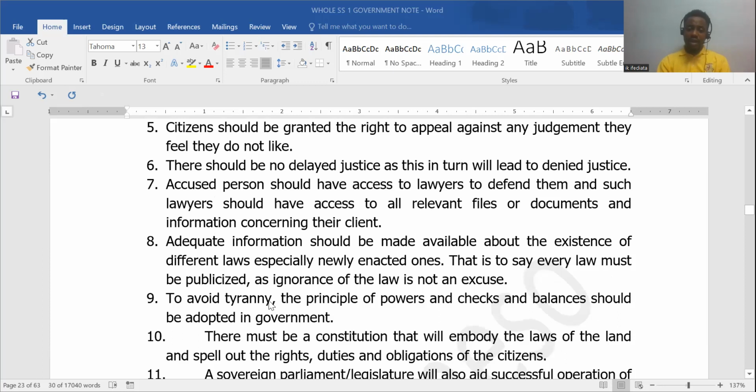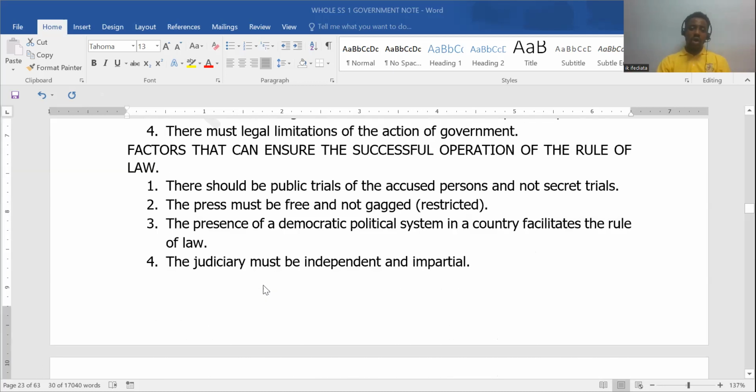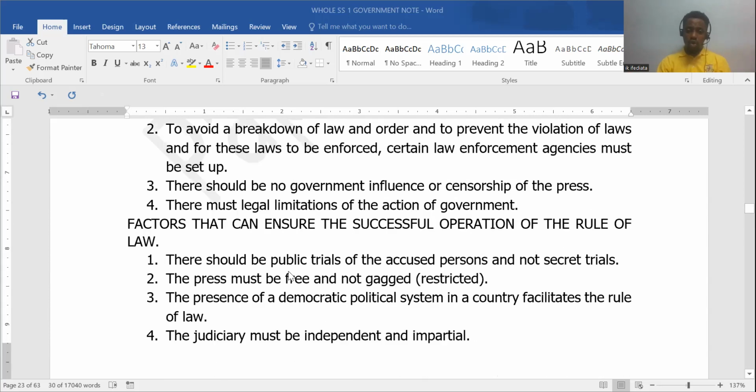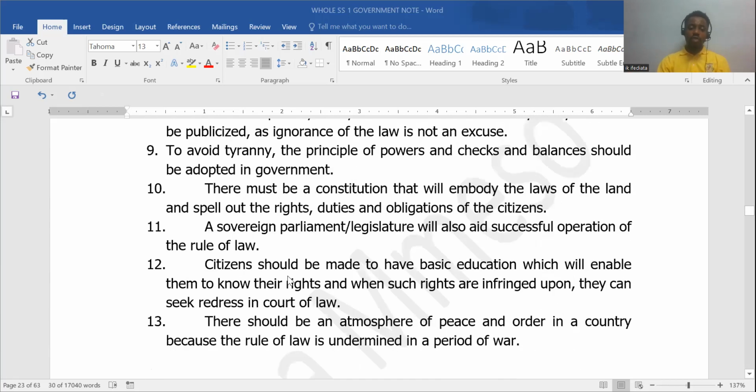Now, to avoid tyranny, checks and balances should be adopted by the government so that the organs of government can watch each other to avoid abuse of the rule of law. And there must be a constitution that governs all in the land. This constitution must be rigid and flexible, right? So I'm going to rest my case here. There are a lot of factors that can ensure the full operation of the rule of law.